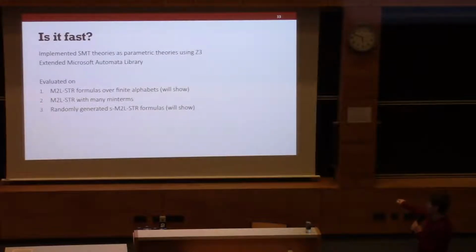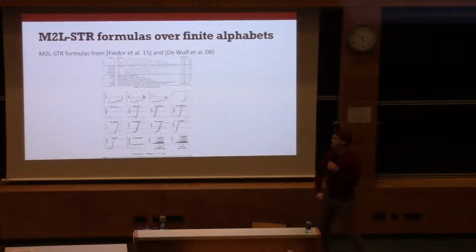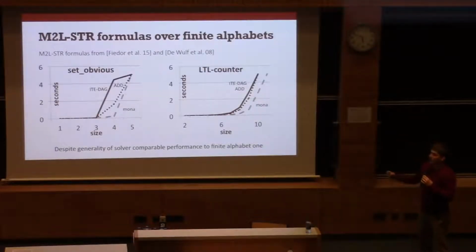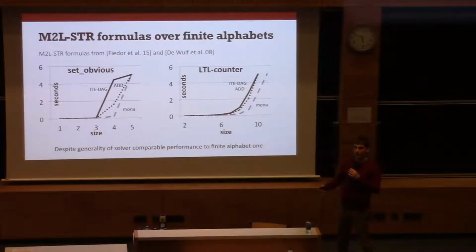In particular, we show you two, one over finite alphabets and one over infinite alphabets. So we evaluated on a lot of formulas over finite alphabets. Let me show you a couple. What I want to show you here is that although our logic is modulo theory, it has comparable performance, even on finite alphabets, to a specialized implementation, MONA, which is over finite alphabets. So despite the generality, similar performance.